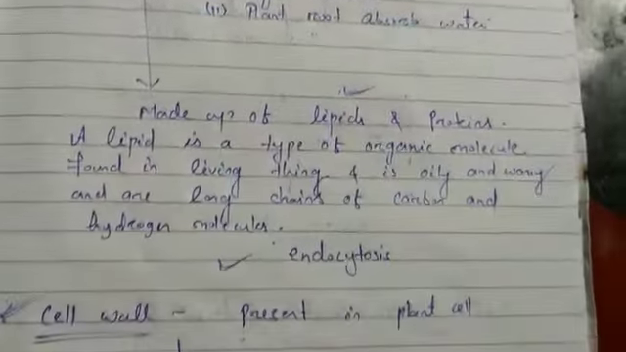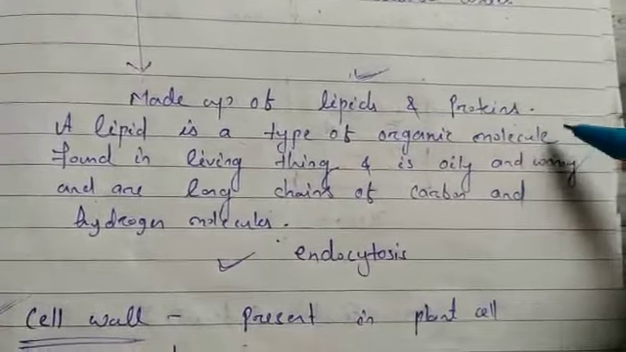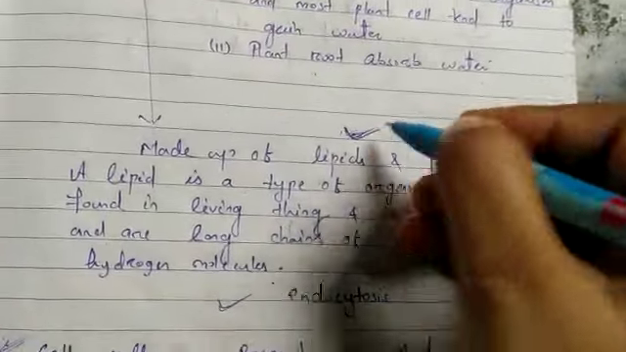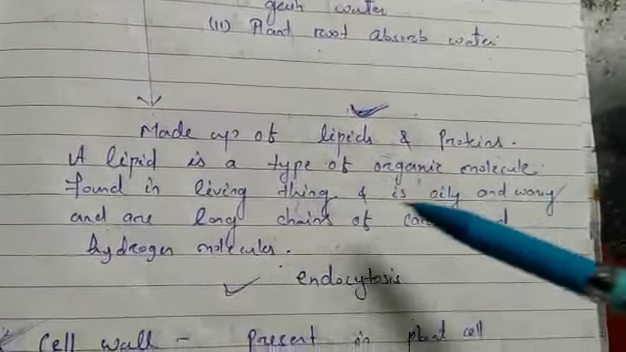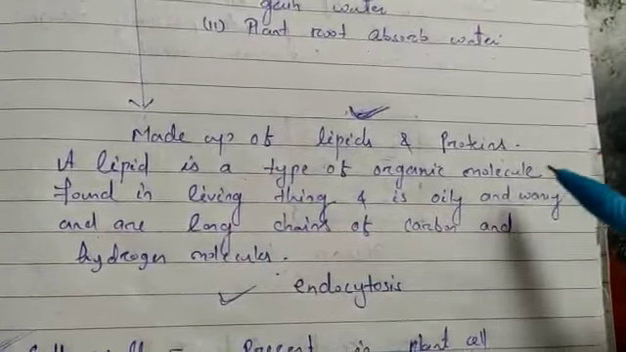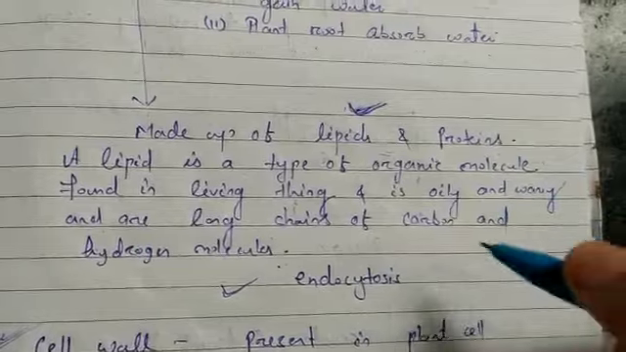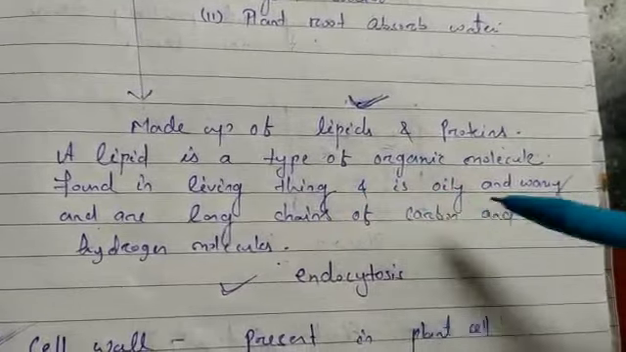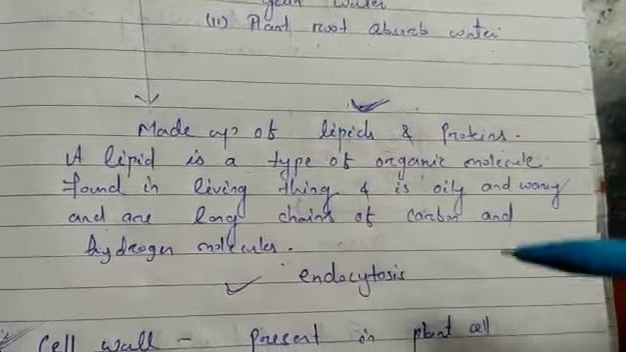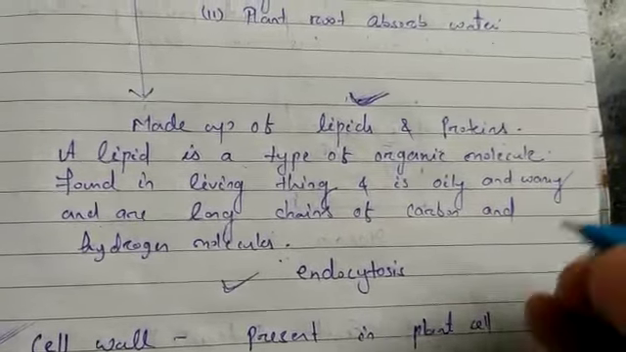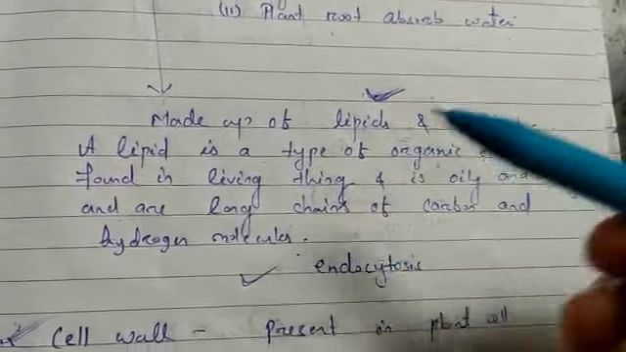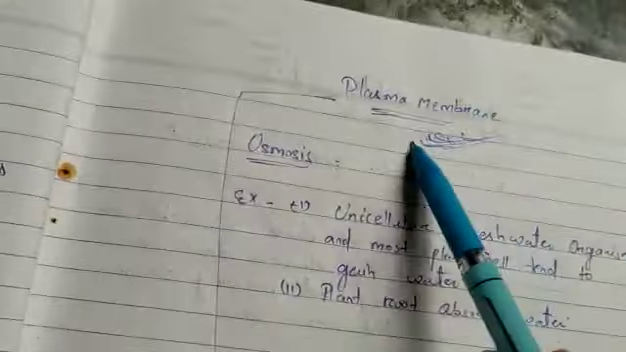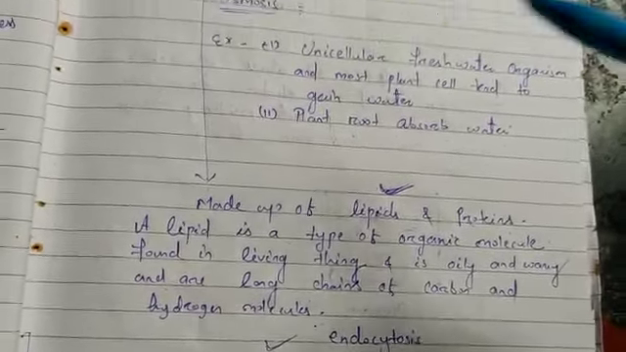Plasma membrane is made up of lipids and proteins, and plasma membrane is very flexible. So now you might be thinking, what is lipid? Lipid is a type of organic molecule found in living things. It is oily and waxy, and consists of long chains of carbon and hydrogen molecules. So that is lipid, and our plasma membrane is made up of lipid and protein, and plasma membrane is very flexible.